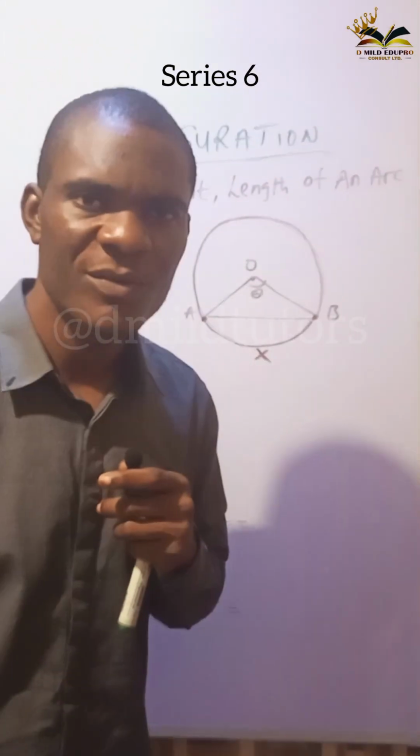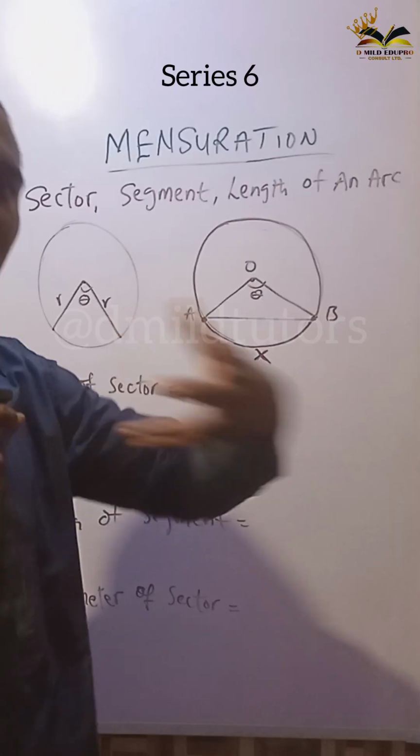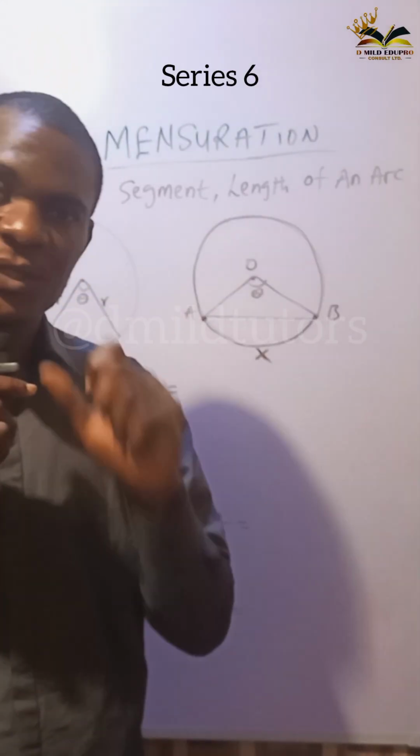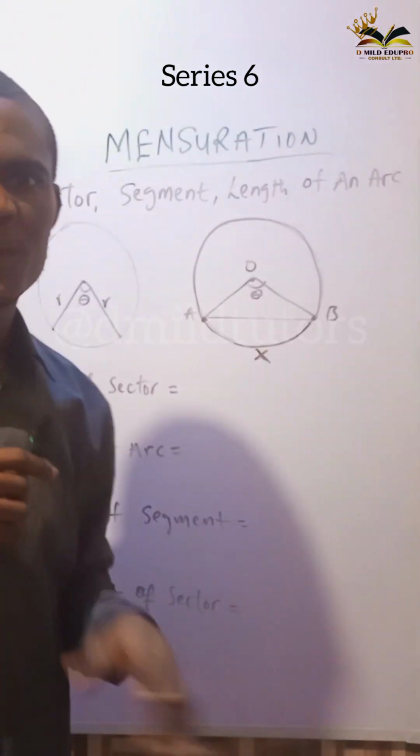Hello guys, welcome to series 7 of mensuration and how we are identifying the different formulas for 2D shapes. So here we are faced with sector, segment, length of an arc.